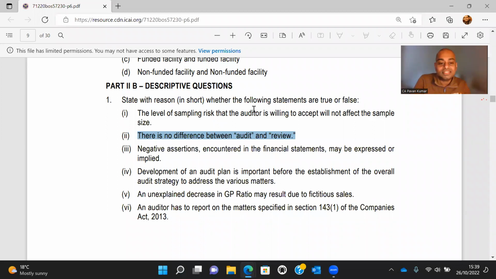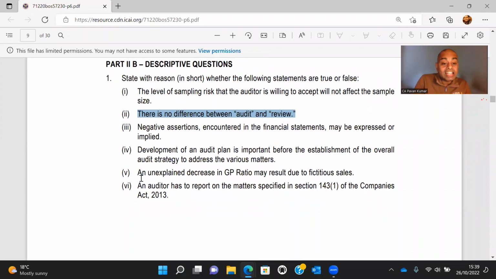Okay. So shall we go to the 5th one? An unexpected decrease in GP ratio may result due to fictitious sales. GP ratio decreases. So when you record fictitious sales, GP ratio decreases. Wow, very good.